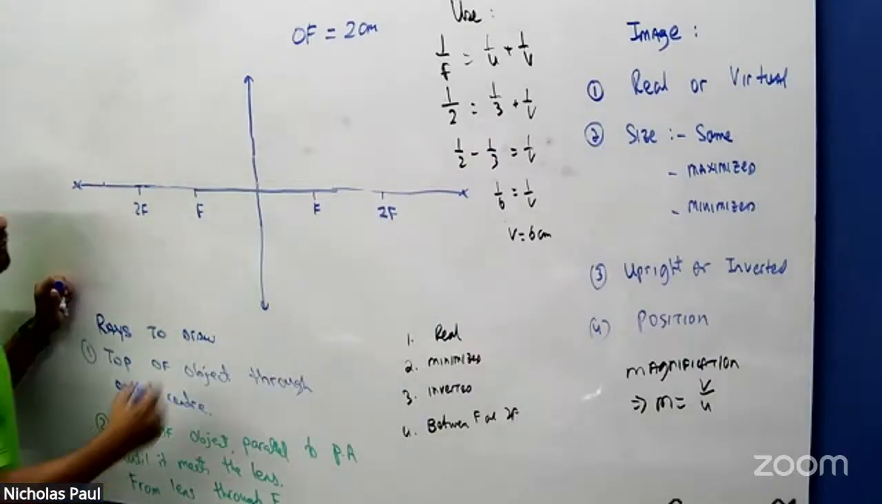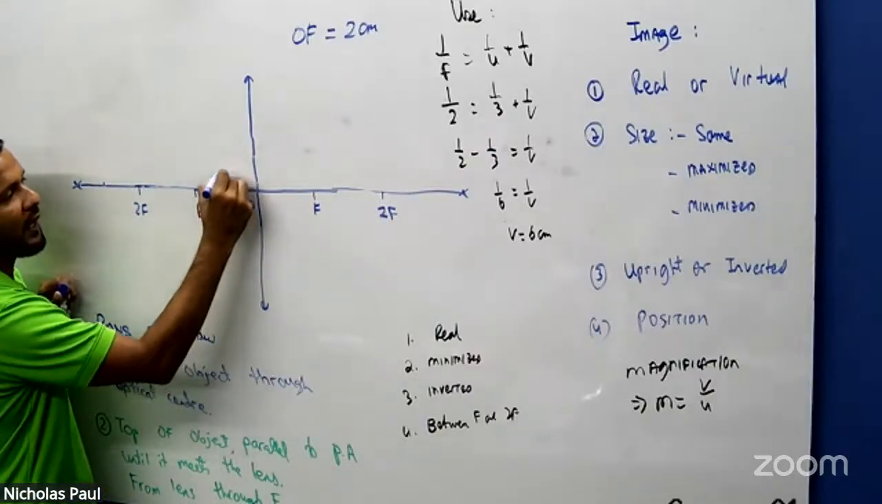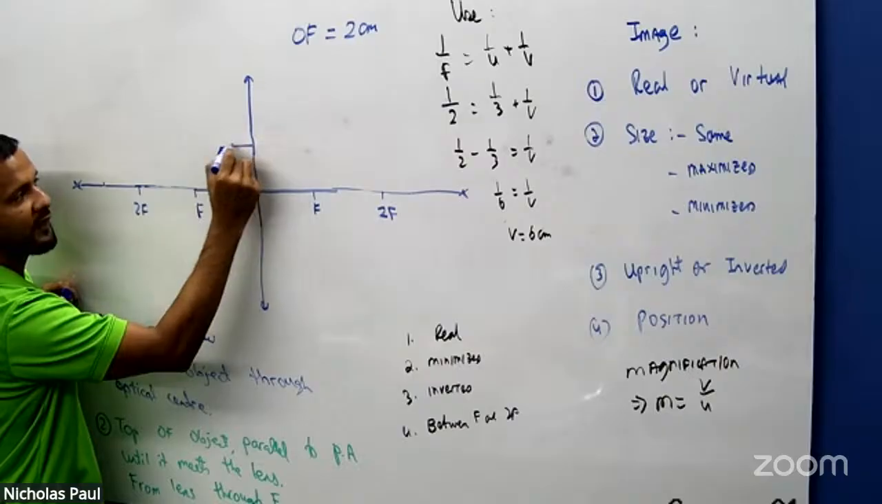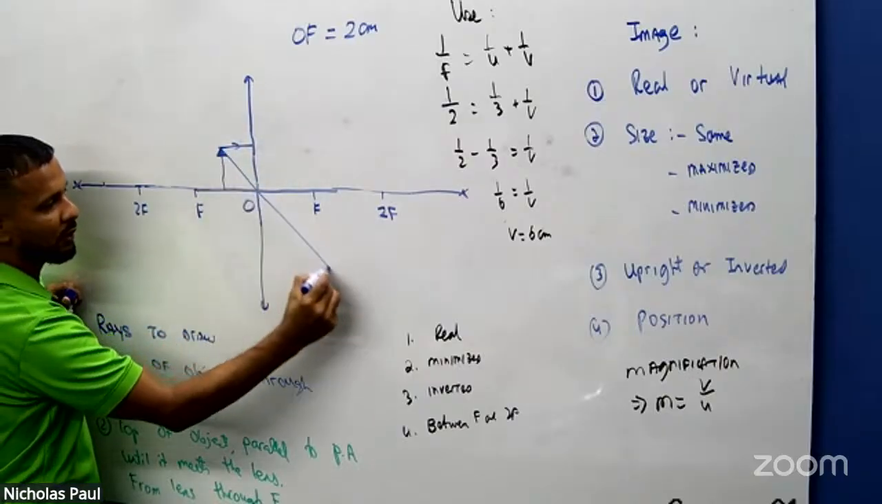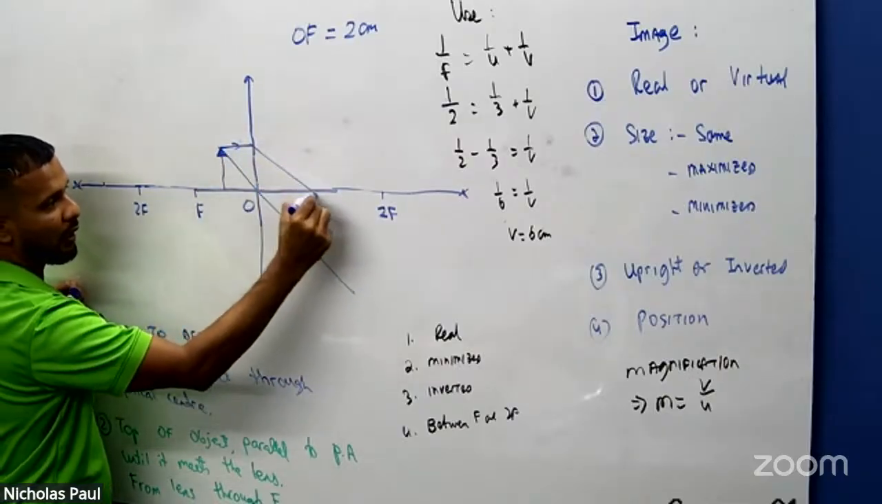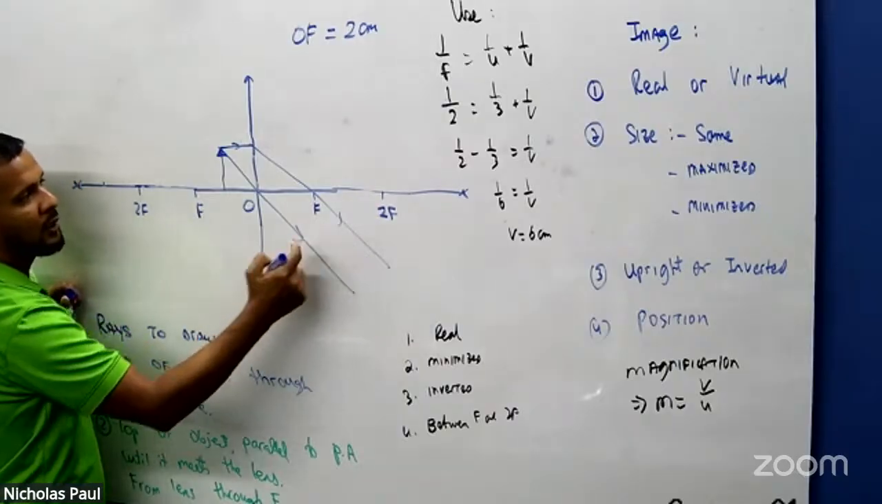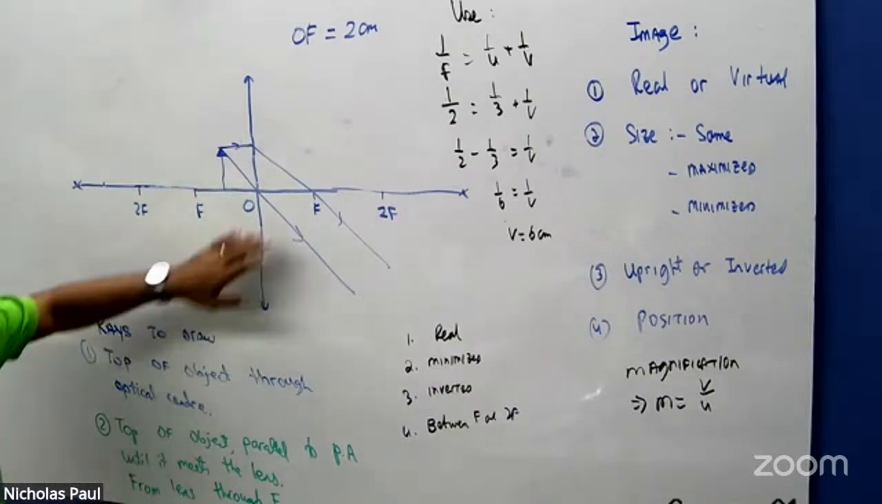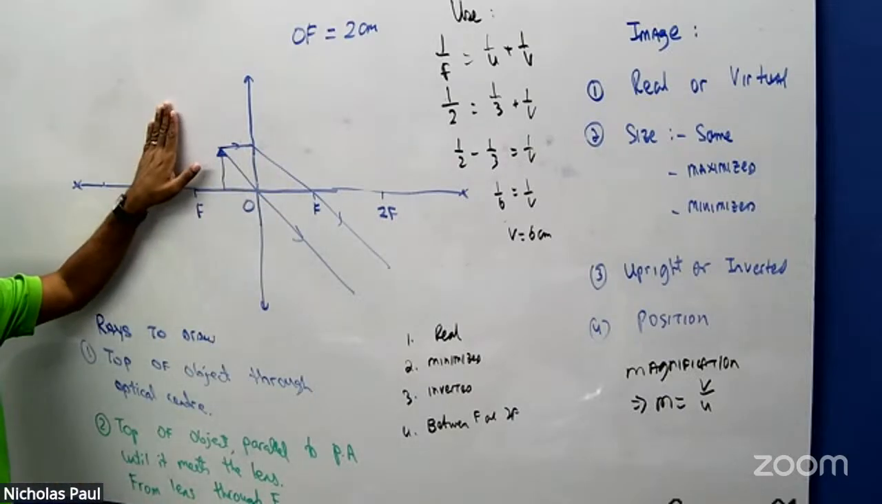Right, last one that we're doing is between O and F. Try and let it be at the 1 centimeter mark. And then do your rays again. Right? Will these rays ever meet? Okay. Rays will never meet. So I'm gonna show you how to get the image, right?